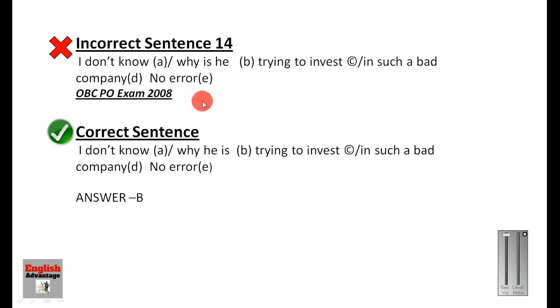The correct part should be like this, "why he is." So the answer should be B. This question is very, very common in competitive exams, and keeps coming in almost all the exams. So please pay attention to this question and understand this question well.